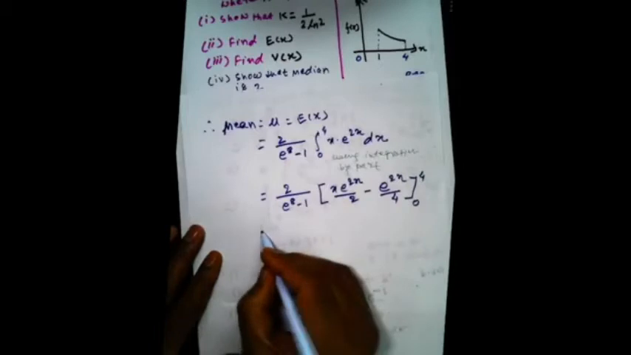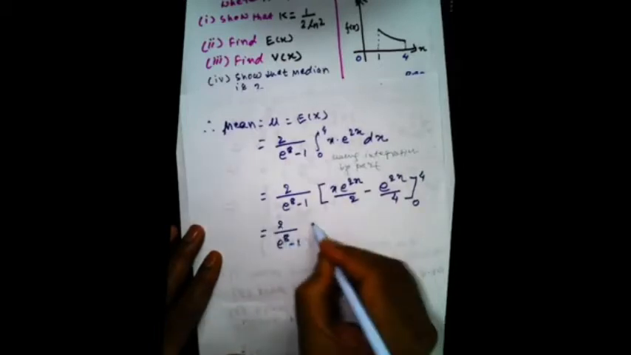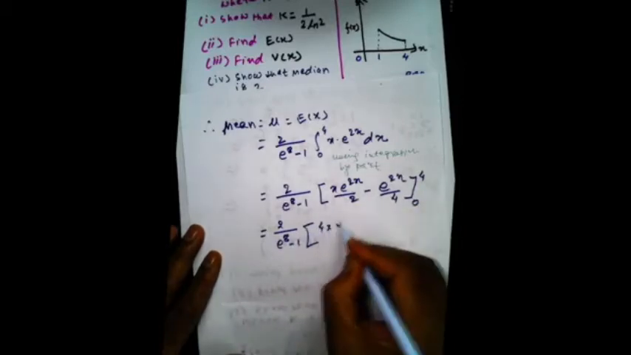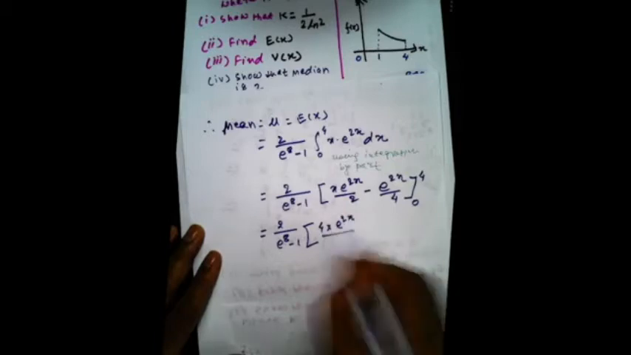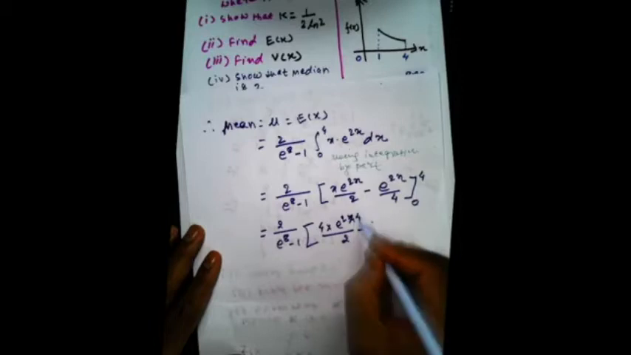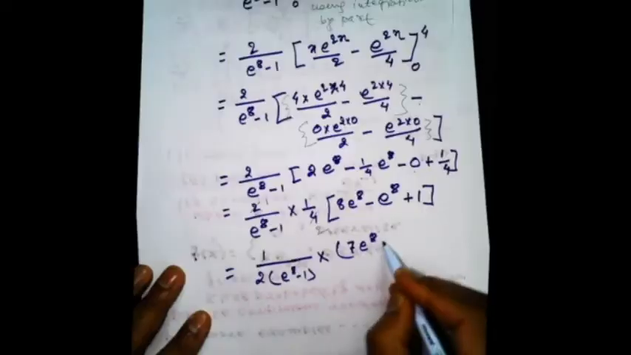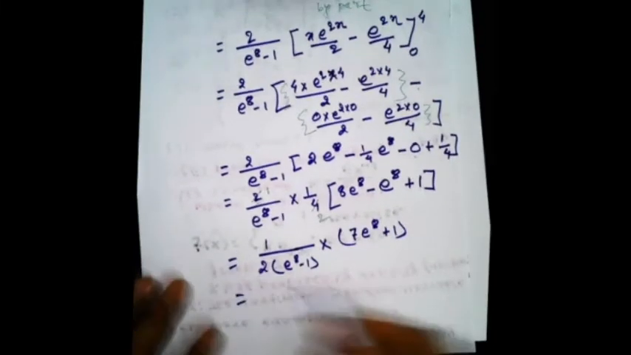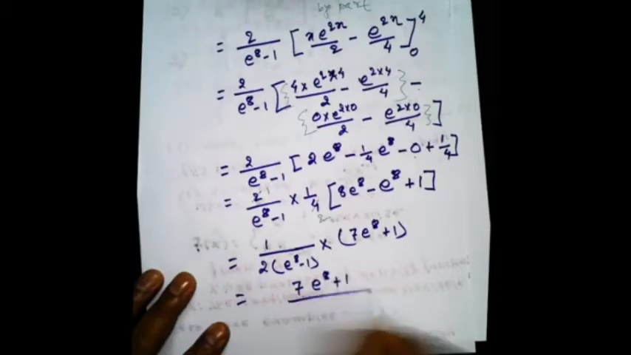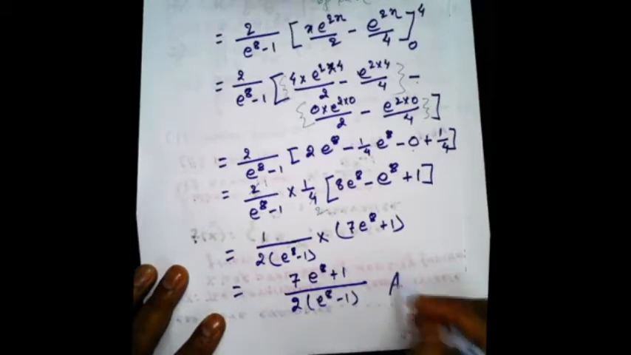Now let's put this value. This is 2 e to the power 8 minus 1. Now first we put value 4, so it is 4 times e to the power 2x over 2 minus e to the power 2x means 2 times 4, and here also e to the power 2 times 4 divided by 4, and then we are left with plus 1. Finally we can write 7 times e to the power 8 plus 1 over 2 times e to the power 8 minus 1, and this is the exact answer.